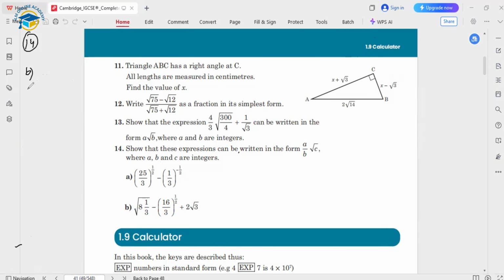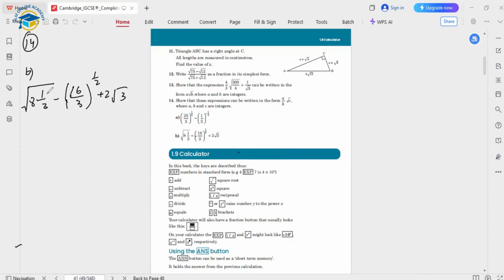So we have B part as square root 8 into 1 over 3, negative 16 over 3 power 1 over 2, and we have plus 2 square root 3. Again, we are going to represent it with a similar form. So first of all, let's see how we can simplify. Here we have a mixed fraction, so first just make it into an improper fraction. For that, 8 times 3 we go on with multiplication, and 1 we add. So first of all, 8 times 3 is 24, and 24 plus 1 will be 25 over 3.